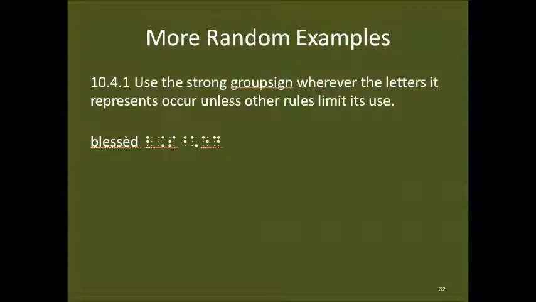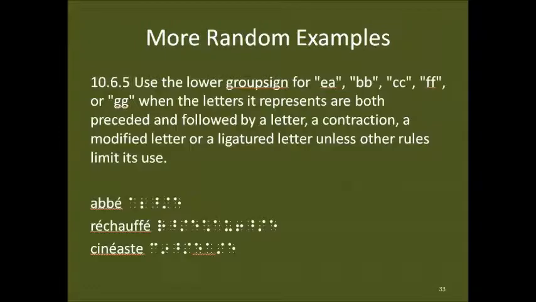In section 10, we were talking about contractions, and there it said use the strong group sign wherever the letters it represents occur, unless other rules limit its use. So we have, again, the example of blessed. This is one of the rules that would limit the use of the strong group sign, in that there's a modifier in front of the E. So we can't use the ED contraction there. We have to modify it and then spell out ED.